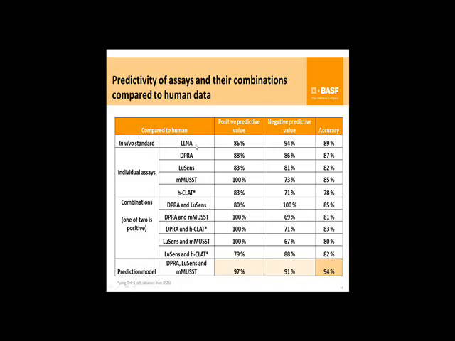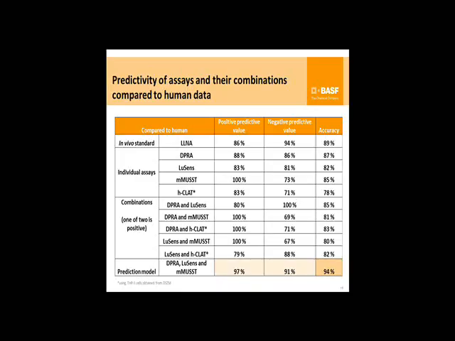Again, to have a common basis for comparison, we compare to human data. First of all, the local lymph node assay. We know, and here we see again, that the local lymph node assay is not perfect. We come up with an accuracy of 89%. Then we evaluated the individual assays, and you can see the predicted values in the table here. We see that they all perform quite well, and that some are better on the positive predictive side and others on the negative predictive side.